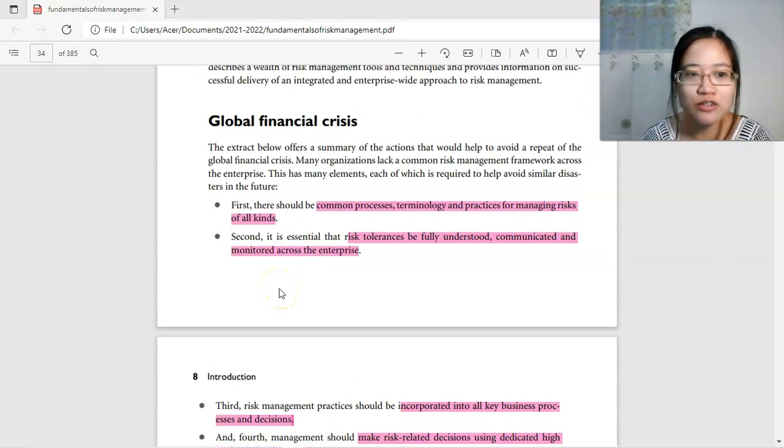Ayan, ito yung last part sa introduction. Ang haba ng introduction. Halos isang oras din.